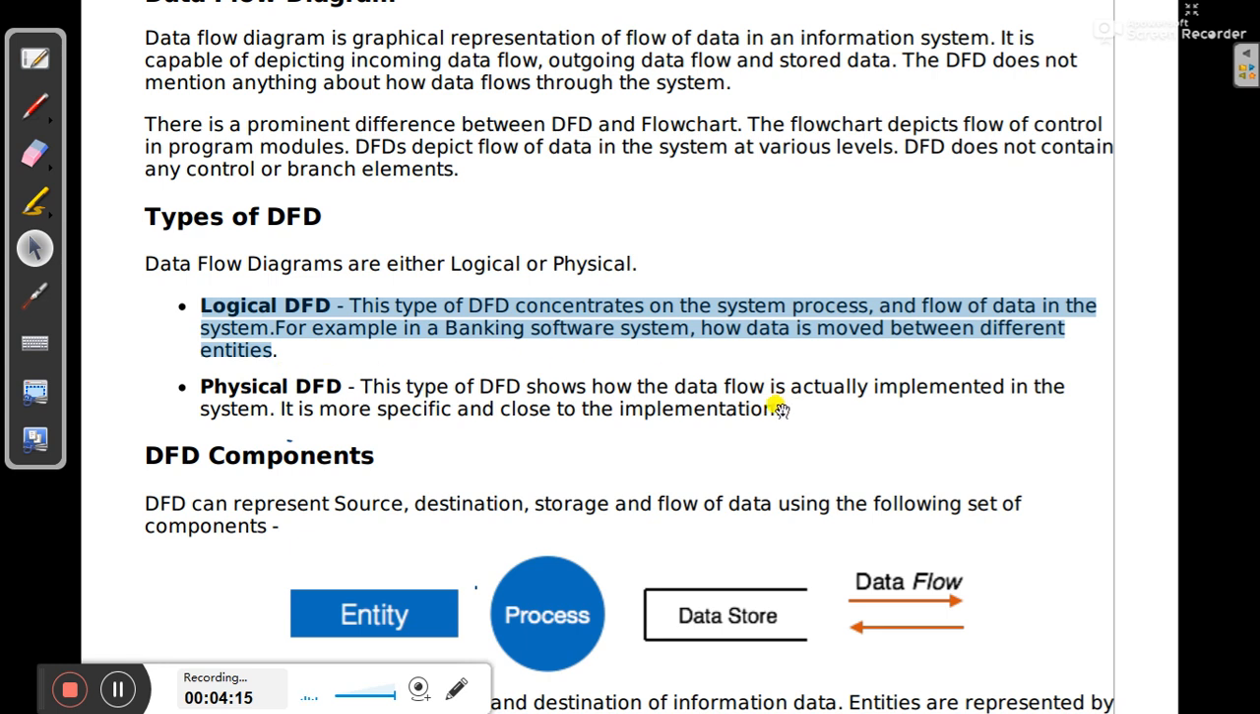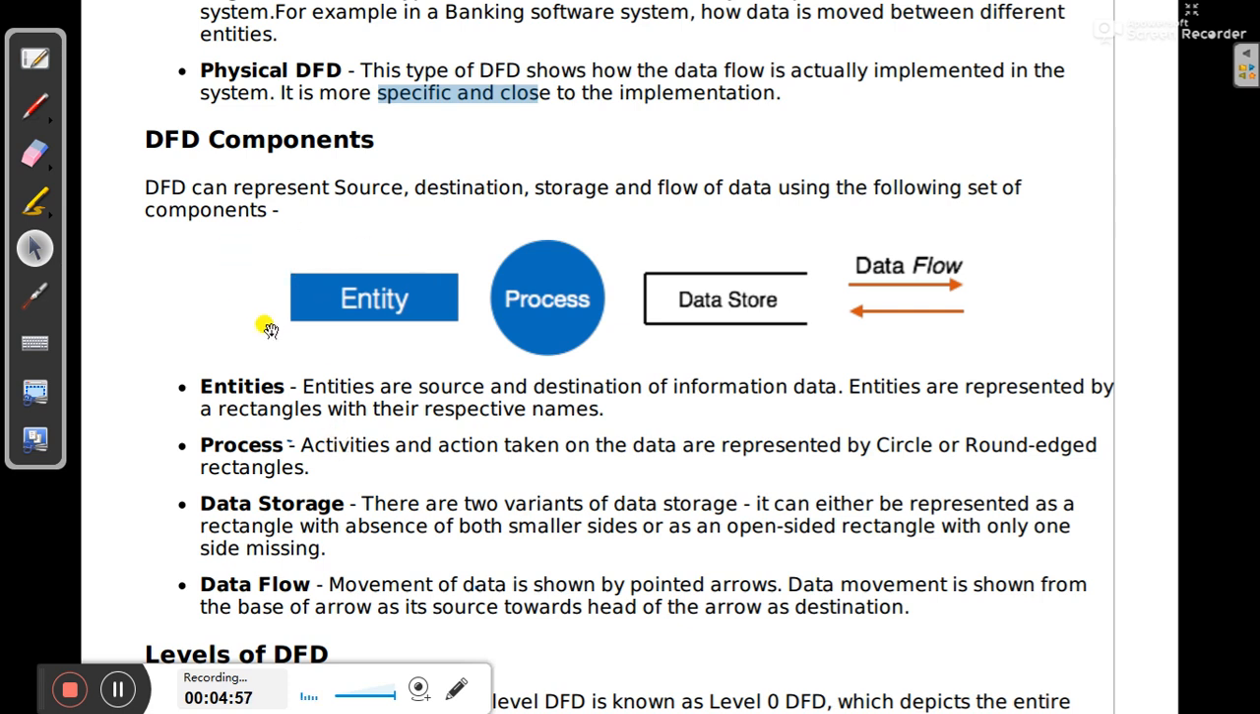And what is physical DFD? Physical DFD is the type of DFD that shows how the data flow is actually implemented in the system. This is the real depiction of the real system. It is more specific and very close to the implementation. You can change it according to the need of the system and the time, but there is very little chance to change the physical DFD.